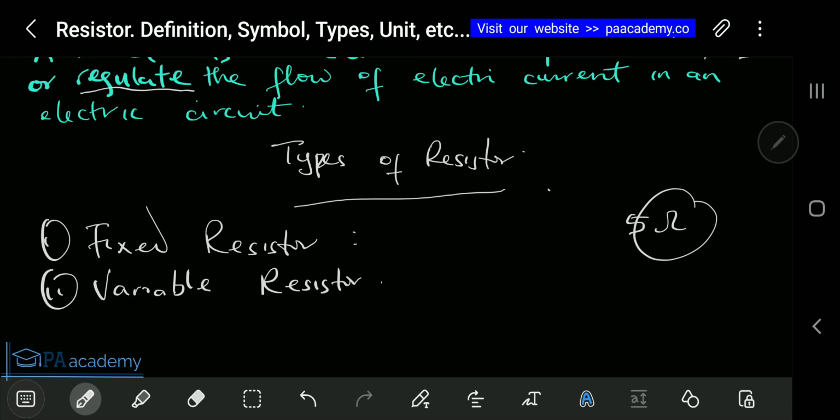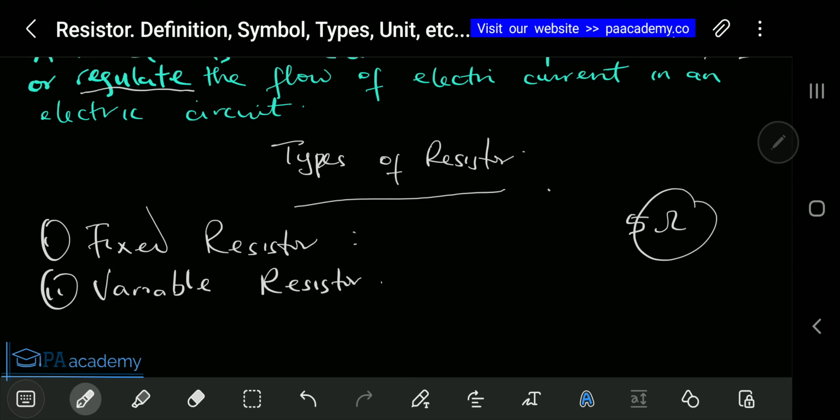The value is fixed. But once we have a variable resistor, that means the value changes over time. For this case, different values can be obtained as the shaft of the resistor turns. So the values can change. Just take it like the word fixed resistor and then variable resistor.